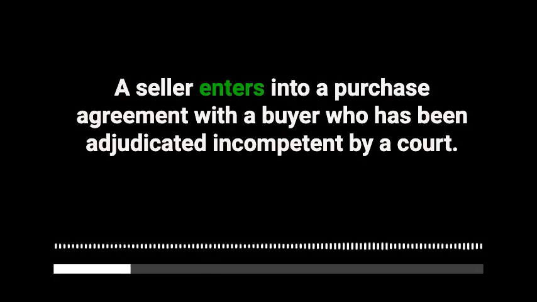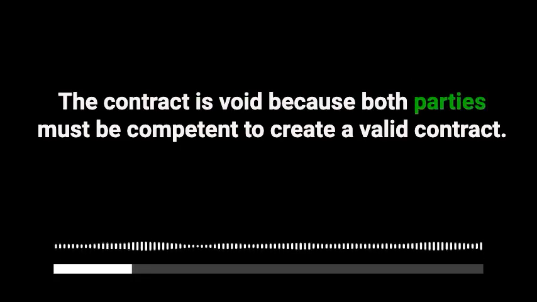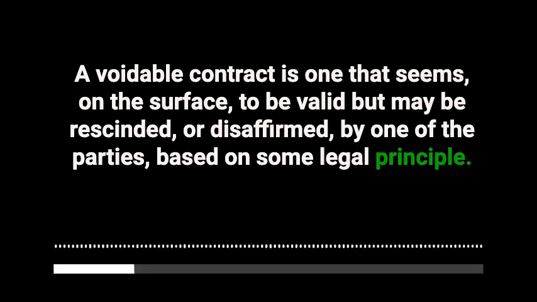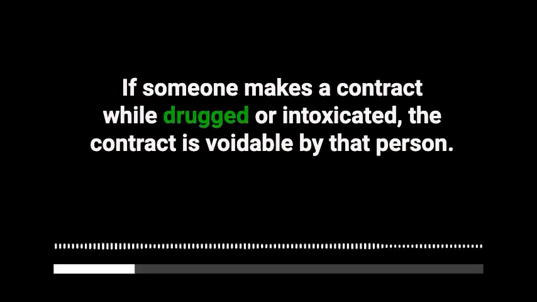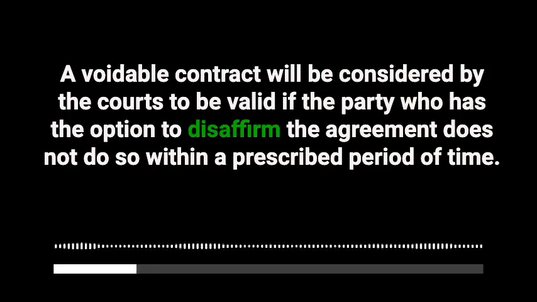Example: a seller enters into a purchase agreement with a buyer who has been adjudicated incompetent by a court. The contract is void because both parties must be competent to create a valid contract. A voidable contract is one that seems, on the surface, to be valid but may be rescinded or disaffirmed by one of the parties based on some legal principle. If someone makes a contract while drugged or intoxicated, the contract is voidable by that person. A voidable contract will be considered by the courts to be valid if the party who has the option to disaffirm the agreement does not do so within a prescribed period of time.